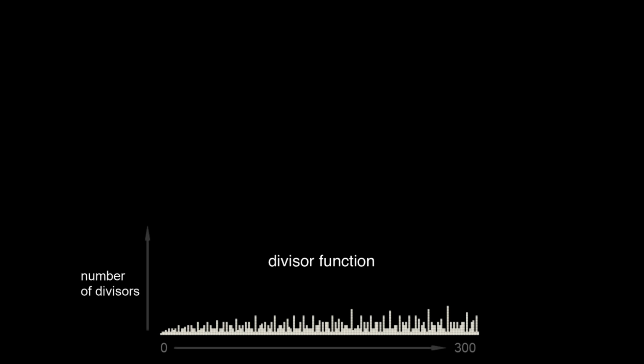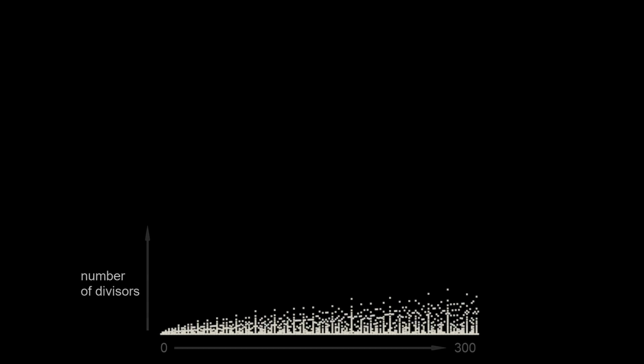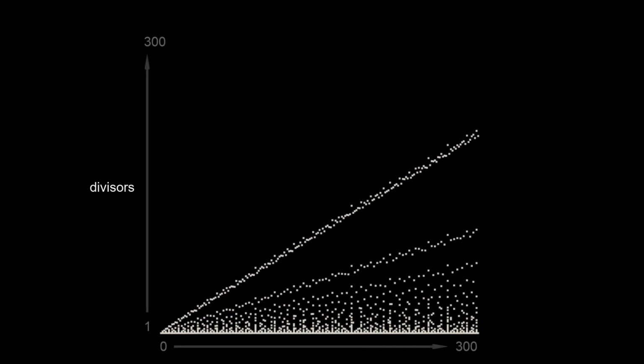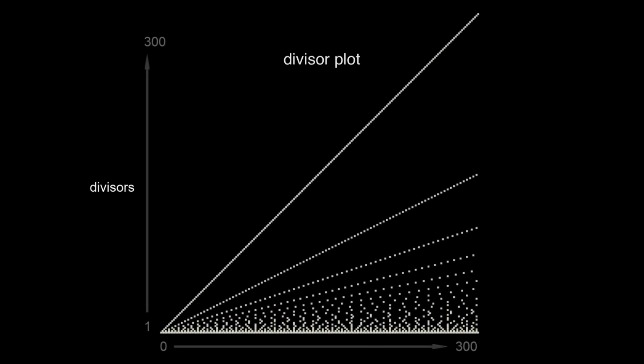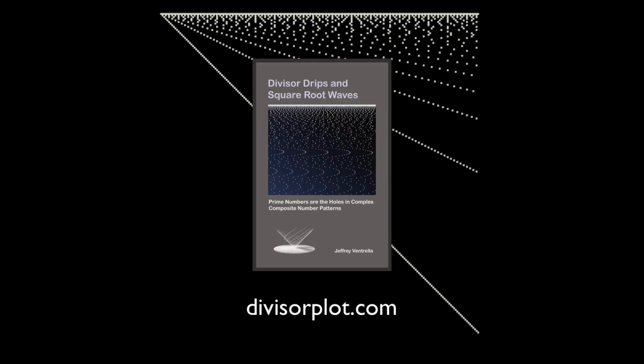I call this pattern the divisor plot. It's like the divisor function, except that instead of showing the number of divisors for each number, it plots the actual divisors on an axis perpendicular to the number line. I made a book about it, and it's available at divisorplot.com.